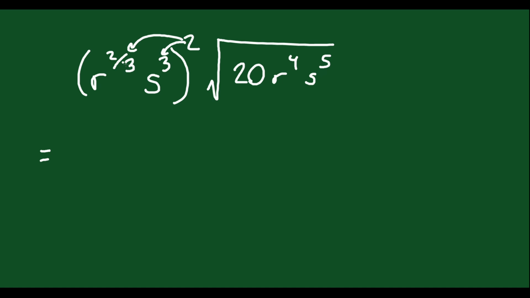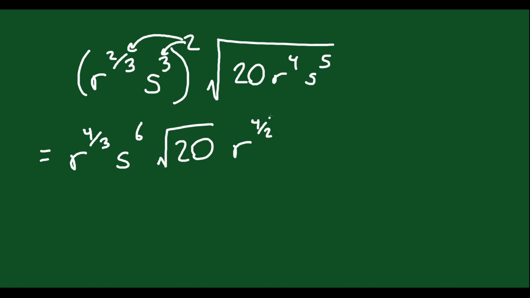So r to the 2/3, you multiply that exponent by the 2, so that becomes r to the 4/3. s to the 3 times 2, that's s to the 6, just like that. Over here, I'm going to leave the square root of 20 by itself, but I'm going to change r to the 4 square rooted as r to the 4/2, because we make it over 2 because of the square root, and 4/2 we can simplify to just 2. So just r squared. s to the 5 is going to become s to the 5/2, just like that.